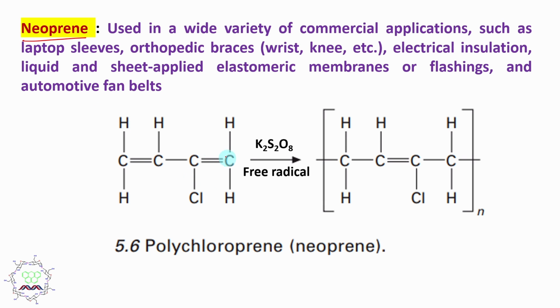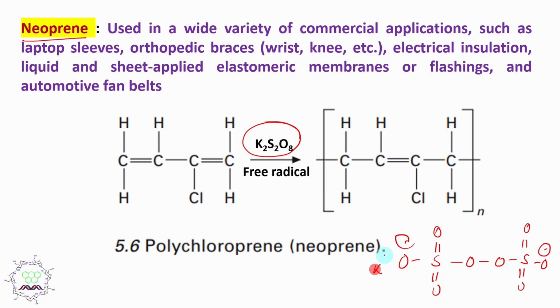Now here the butadiene undergoes polymerization in the presence of K2S2O8. What is K2S2O8? It is persulfate. Okay, so there is a double bond, this is O minus, this is O minus, and the counter cation is potassium. By the way, recall that some time before I told you why peroxides are more reactive: they break down and produce radicals. Similarly, if you look at this, it's a peroxide.